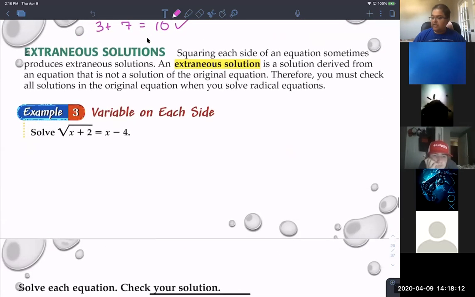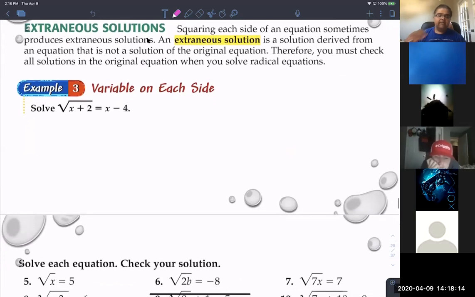So let's look at something like this, right? In this problem, the radical is by itself, correct? Mm-hmm. Okay, so the next step is we're going to square. Now look, we're going to square this whole side. We're not just going to square x, we're going to square the entire right side. So the square root of x plus 2 squared is just x plus 2.